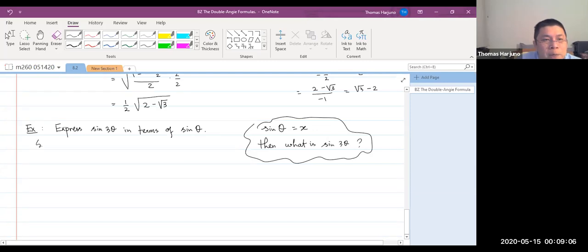Solution: sine 3 theta. That's why I asked you to look at the proofs. Sine 3 theta, I can rewrite that 3 theta as 2 theta plus theta. And then I will rewrite that as sine of sum of angle, sine 2 theta cosine theta plus cosine 2 theta sine theta.